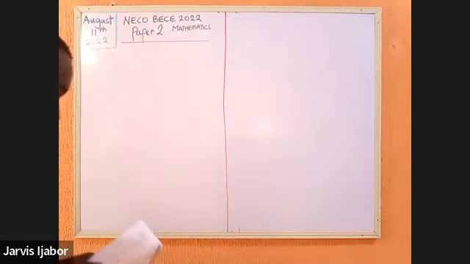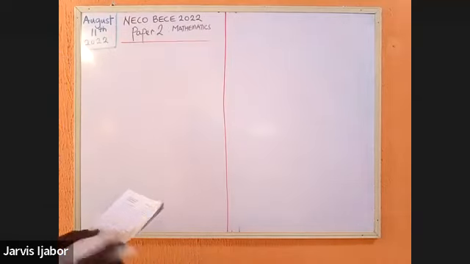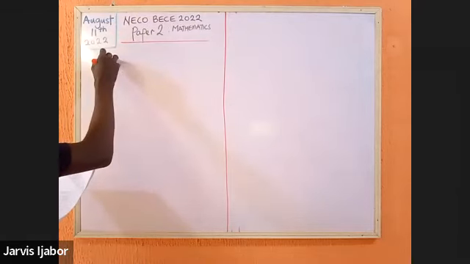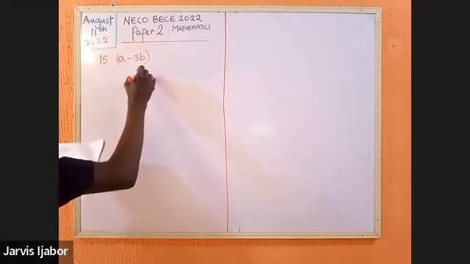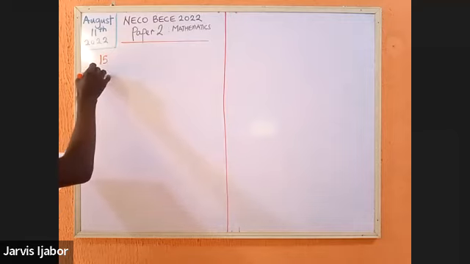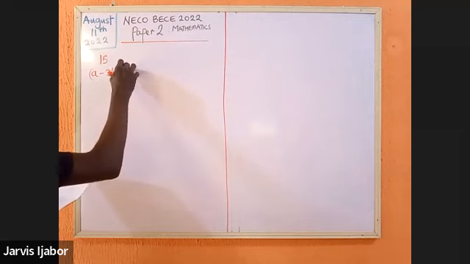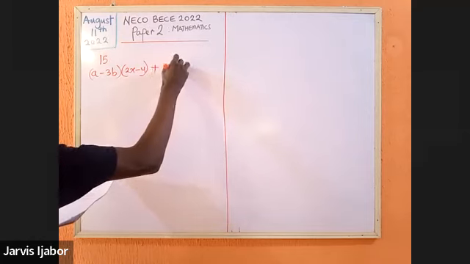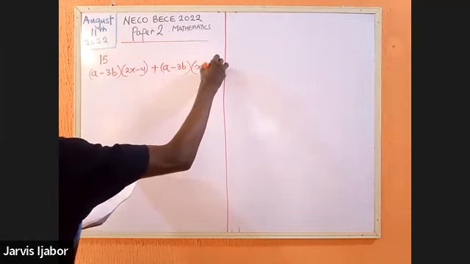All right, so for question 15, we are told to factorize completely. Factorize completely. What are we given? We are given a minus 3b into 2x minus y plus a minus 3b into x plus 7y.